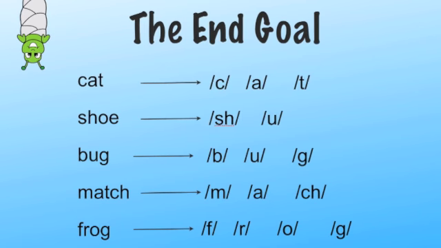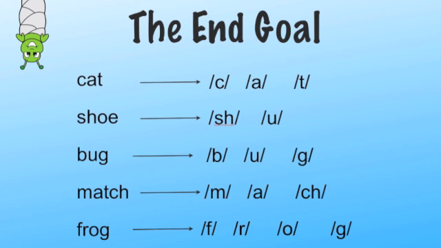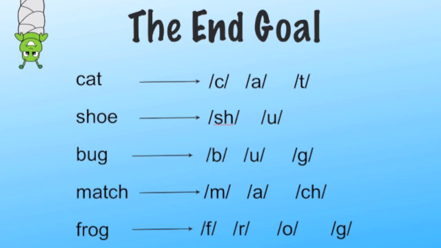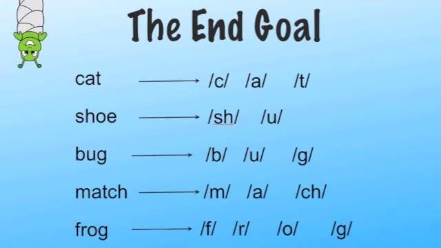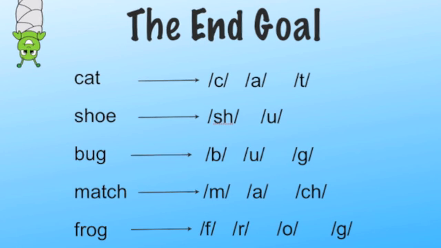Now notice there's not a direct correlation between the number of letters in a word and the number of sounds. So for example, the word shoe has 4 letters but only 2 sounds. When we're talking about phonemic awareness, we're talking about the sounds in words, not the letters.